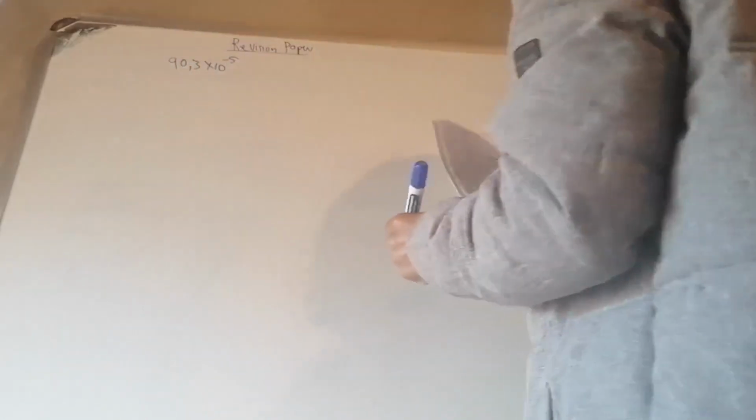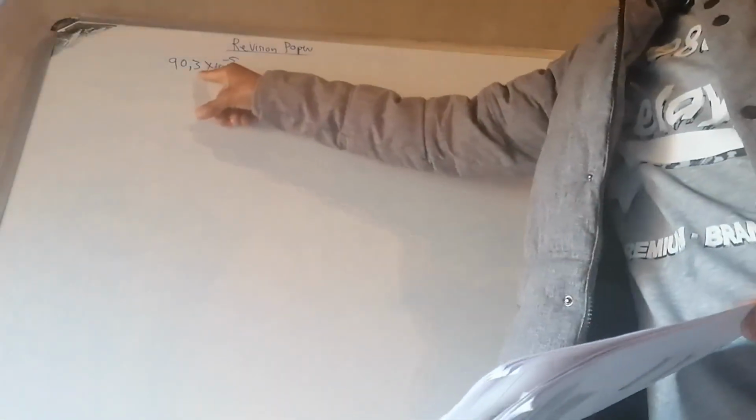90.3 times 10 exponent of minus 5. We must write it in scientific notation. Now what you do is just calculating. Just enter it in the calculator the way it is. Just enter it the way it is, calculating.